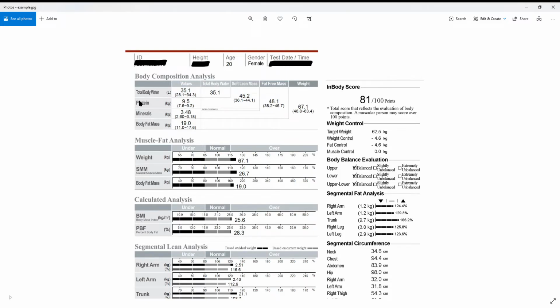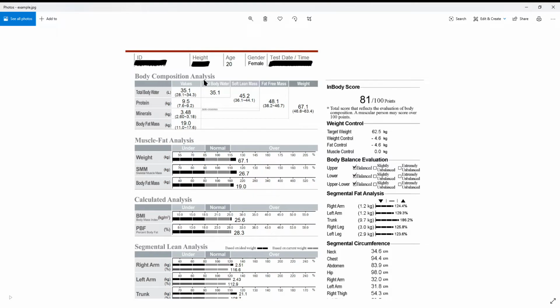Hi there. We have got an example of a vital body scan result sheet, which we will go through the interpretation for you. Starting at the top of the scan, we have your ID. Your ID is a unique identifier that will help us to track your future scans. More than likely, it will be your phone number. Then we have your other personal details, being height, age, gender, and the test date and time.